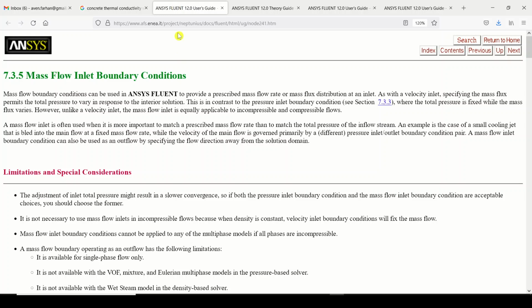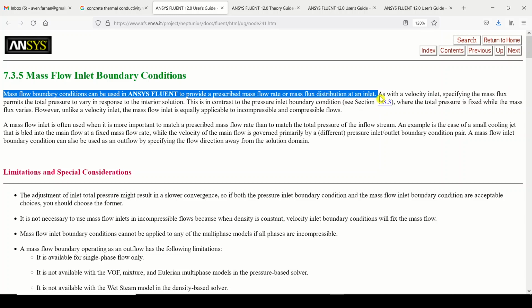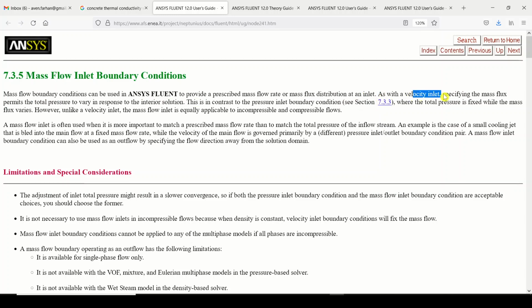Mass flow inlet, I think I've opened. Yeah. So mass flow boundary conditions can be used in ANSYS Fluent to provide a prescribed mass flow rate distribution at the respective boundary or inlet. As with the velocity inlet, specifying the mass flux permits the total pressure to vary in response to the interior solution. This is in contrast to the pressure inlet boundary condition where the total pressure is fixed.